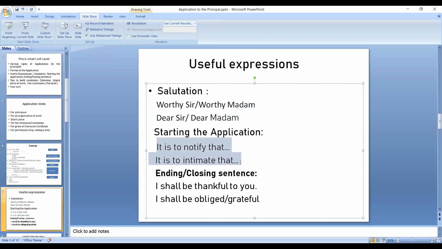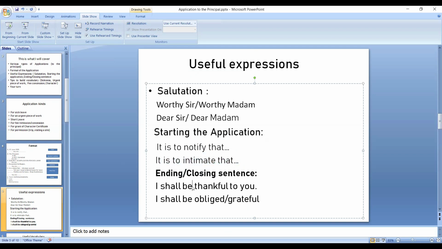It is also important to learn or to have a number of options to begin your body paragraph with. Most of our students, they begin with this typical sentence: "with due respect, I beg to say." So I guess we need not beg anymore. Now we do have a number of options. You can see here, you can either begin with "it is to notify that," or "it is to intimate that," or "it is stated." So these are some of the options you should learn and you should incorporate when you are to write down an application to the principal.